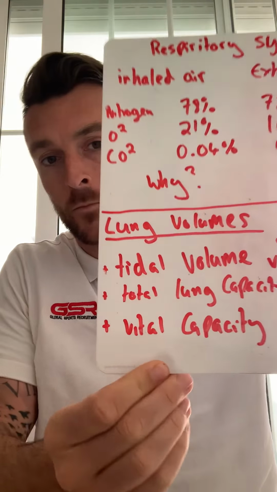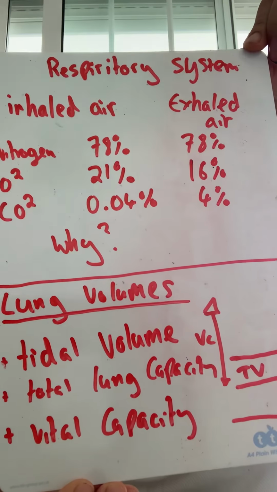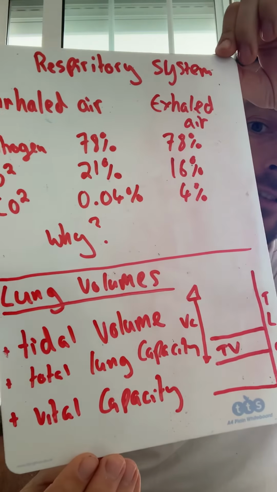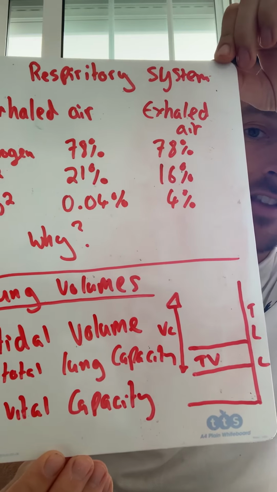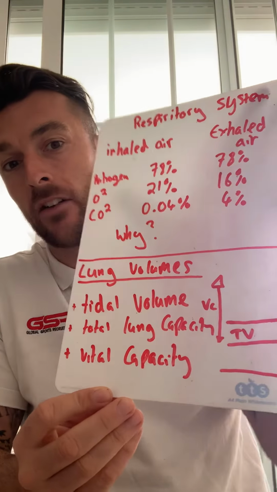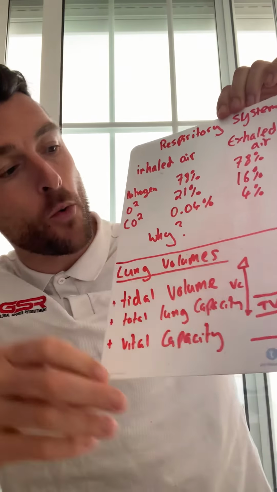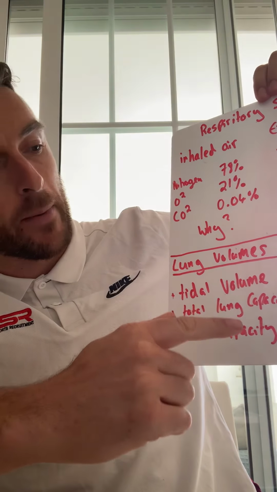So I've drawn a little diagram here, which hopefully you can see. I will try and explain it. The first thing we have is tidal volume. Tidal volume is the amount of air we are breathing in per breath. As we exercise, our tidal volume increases. Now, there are two more words we need to look at here: total lung capacity and vital capacity.